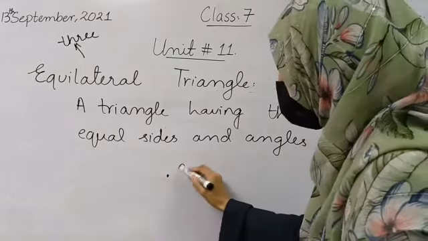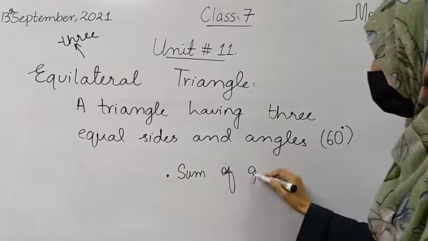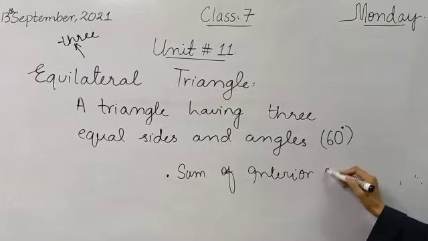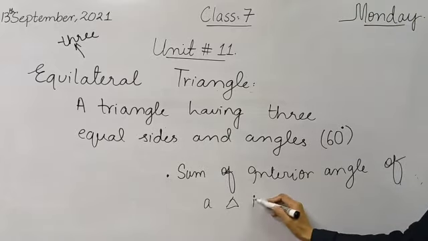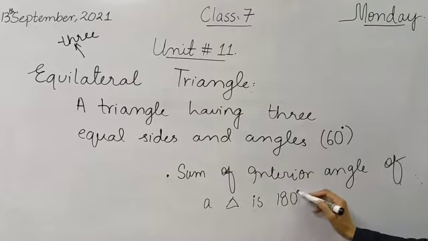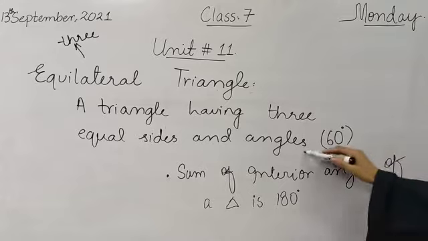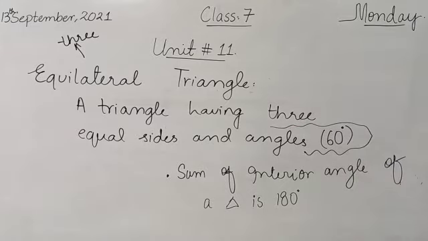Note that the sum of interior angles of a triangle is 180 degrees. Okay? This is a very important point to know that the sum of interior angles of a triangle is equal to 180 degrees. And if we divide 180 by 3, then we get all three angles which are of 60 degrees. Okay? So, an equilateral triangle has all three sides and all three angles equal. And the measure of each angle is 60 degrees. Is it clear?